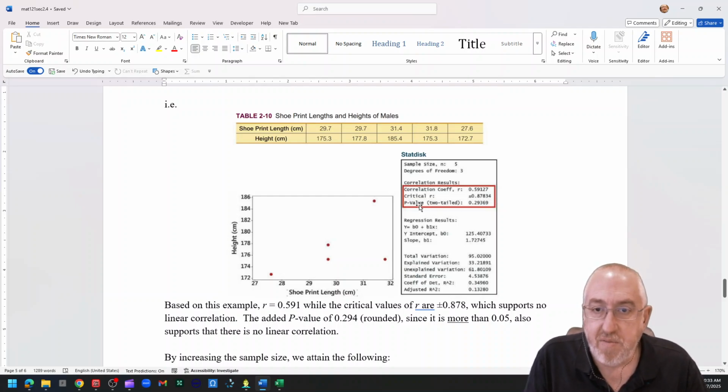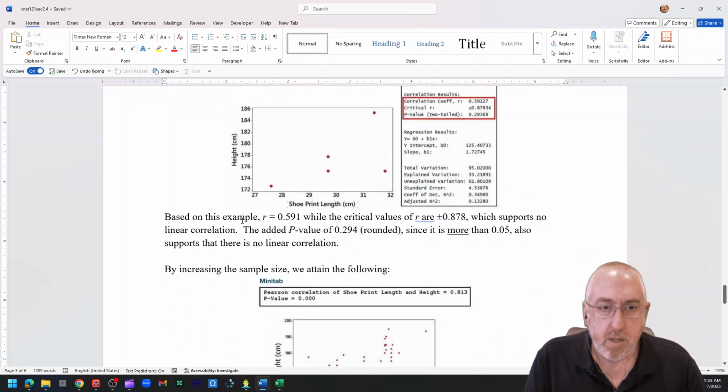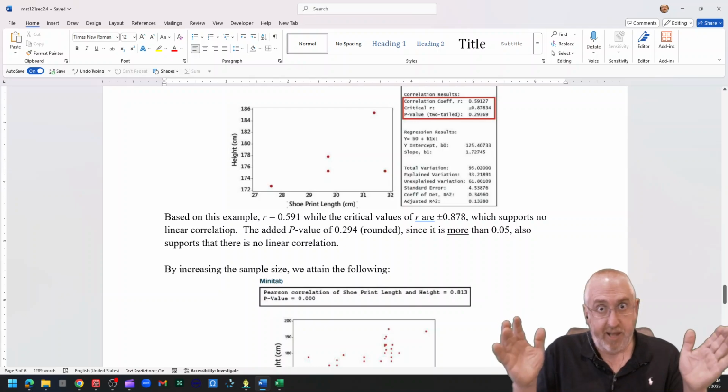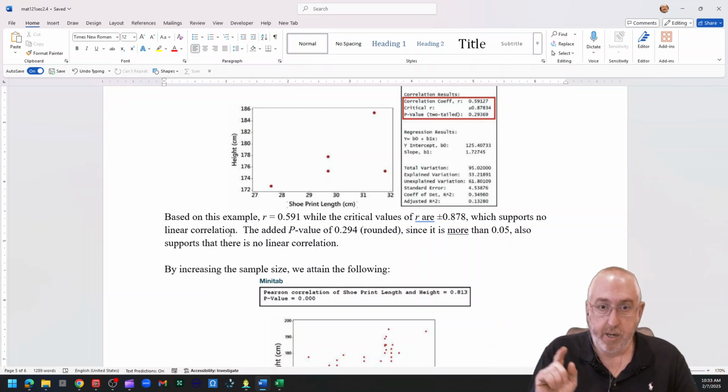But now look at the p-value, 0.29369. All right, let's put it all together now. So we have our R value of 0.591. The critical values are plus or minus 0.878, which supports no linear correlation. So again, R is between those critical values. If it's in that middle bucket, there's no correlation.